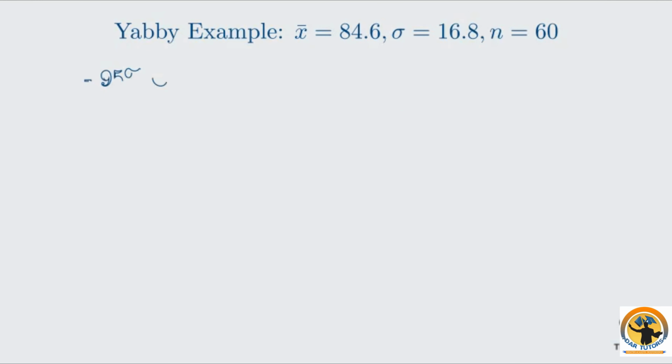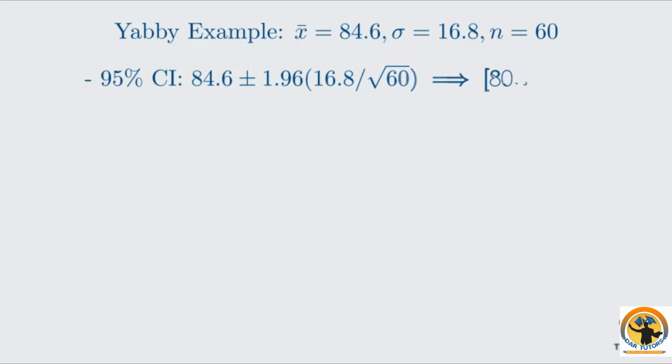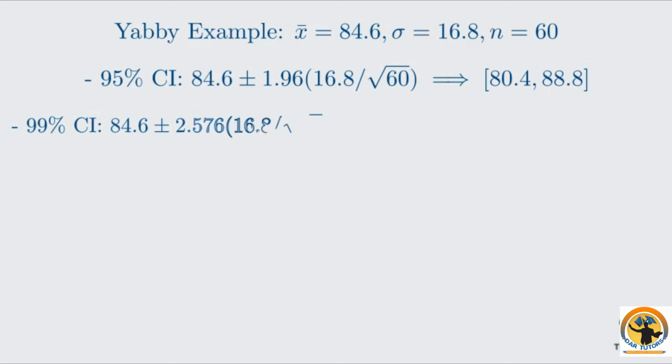Let's take our yabbie example again. We have x bar equals 84.6, sigma equals 16.8, and n equals 60. We've already calculated the 95% interval. Now let's construct a 99% confidence interval. This corresponds to a z alpha over 2 value of 2.576. The 99% confidence interval is 84.6 plus or minus 2.576 times the standard error. Calculating this gives us the interval from 78.9 grams to 90.3 grams.